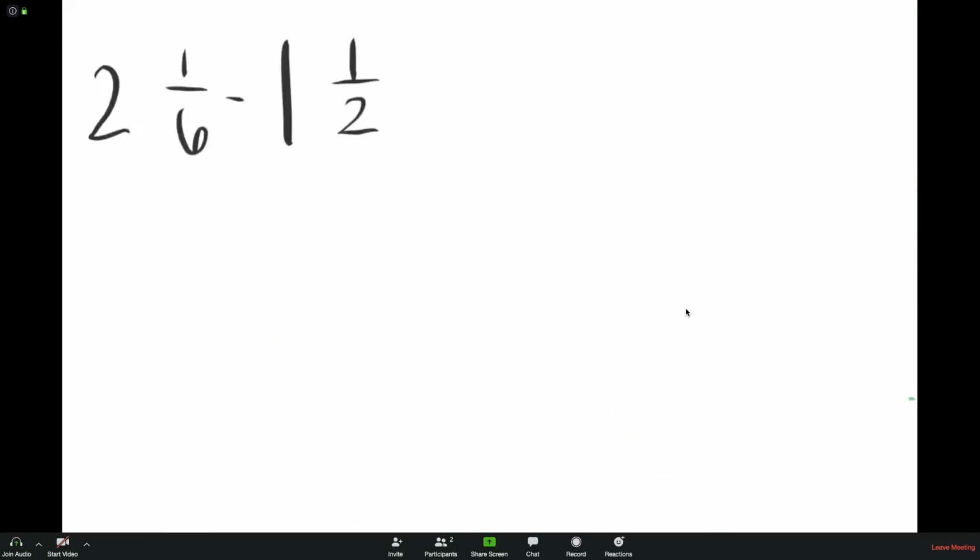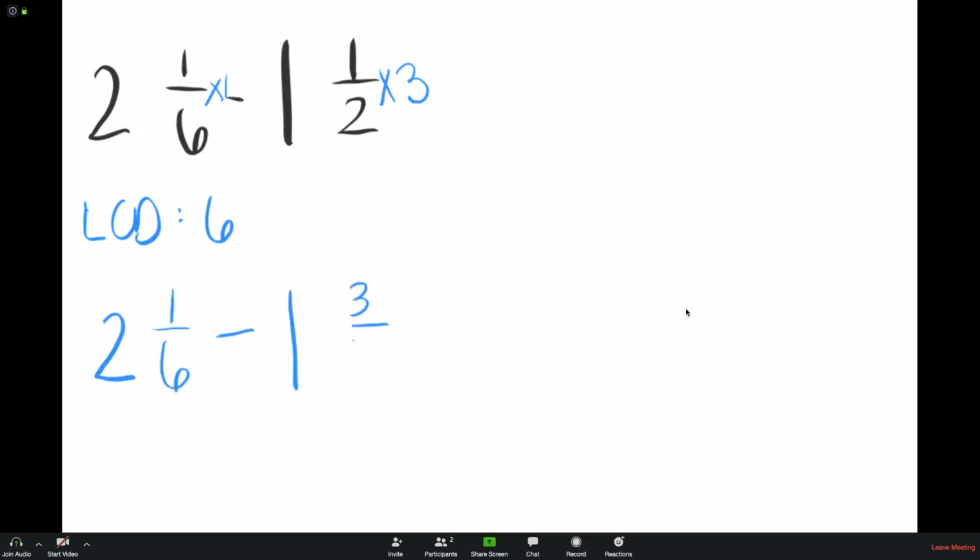Okay, let's try this one. 2, 1 over 6 minus 1, 1 over 2. I'm going to do LCD so that we can have the same denominator. And in this case, it's going to be 6. So 6 doesn't need to change. It's like if we're multiplying it by 1, this side is going to change by multiplying by 3. So our new fraction is going to be 2, 1 over 6 minus 1, 3 over 6.